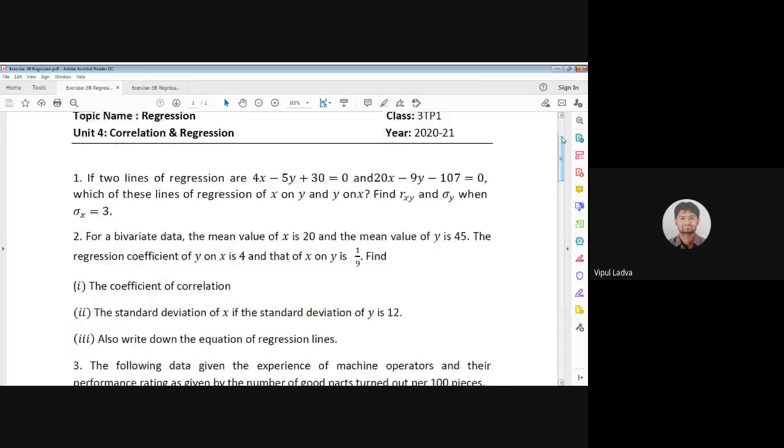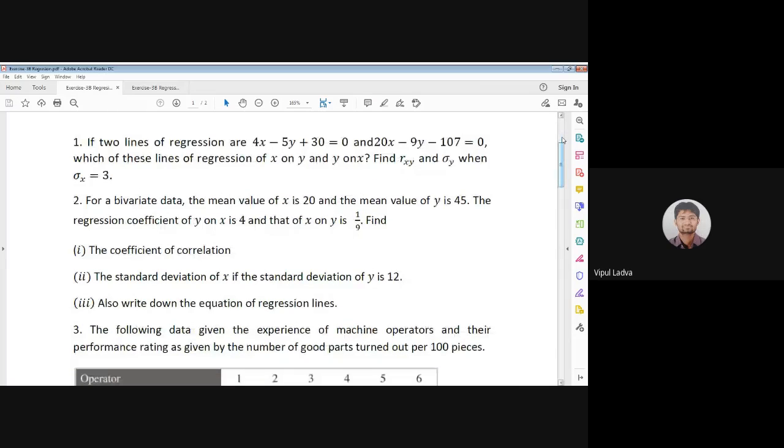Now, first of all, let me know, out of these six questions, are we done with the first one? I don't think so. We're done with the first one. What the first question says is that if two lines of regression are given, then which of them is the regression line x on y and which of them is y on x? So first we need to determine out of both these equations which indicates the regression line x on y, and which is for y on x.